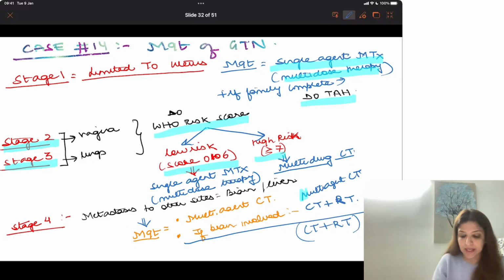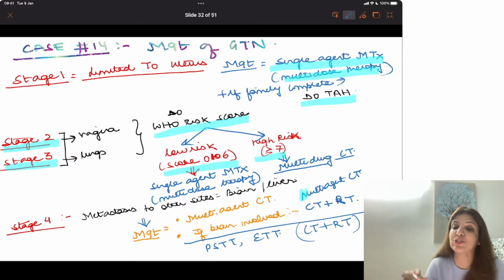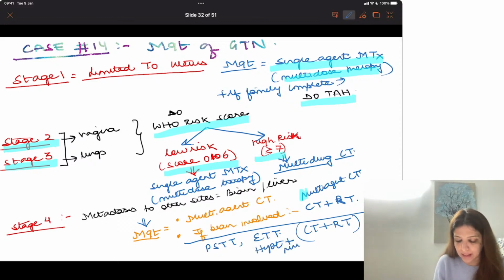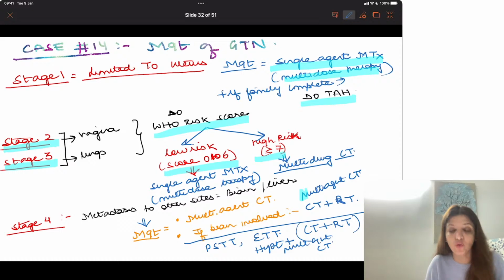Now, similarly, in case of PSTT and ETT. If your question says GTN is PSTT or ETT, no matter what the stage is, you have to do hysterectomy plus you have to give multi-agent chemotherapy. So hysterectomy along with multi-agent chemotherapy is the management of PSTT and ETT. Clear to all of you?